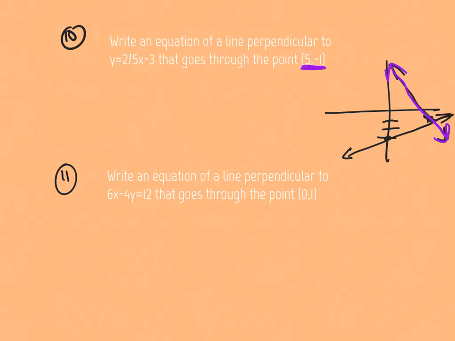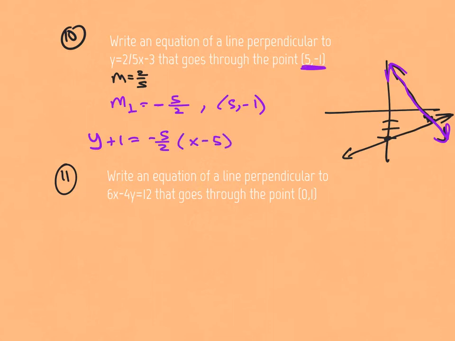So my original slope that I want to be perpendicular to is 2/5. So my perpendicular slope, m perpendicular, is the opposite, negative, reciprocal, negative 5 over 2. I flip the fraction over. And now I have a slope and I have a point, so I can write the equation y minus negative 1, so y plus 1 equals negative 5/2 times x minus 5. Point and slope. We're trying to find slopes so we can write equations.